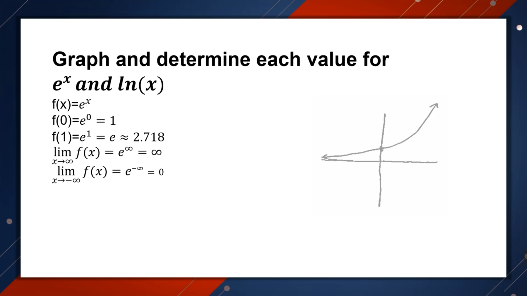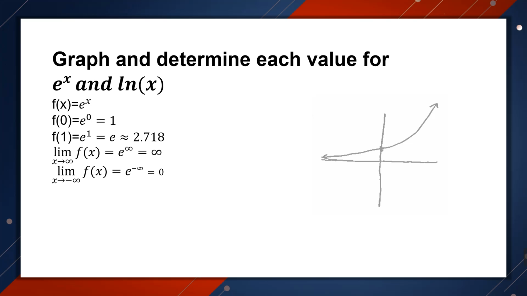And then we could use a graph to determine each value for e^x and the natural log of x. If the function f(x) is e^x, it is simple to find when x equals 0 or 1. The result is that f(0) is 1 and f(1) is e, which is about 2.718.